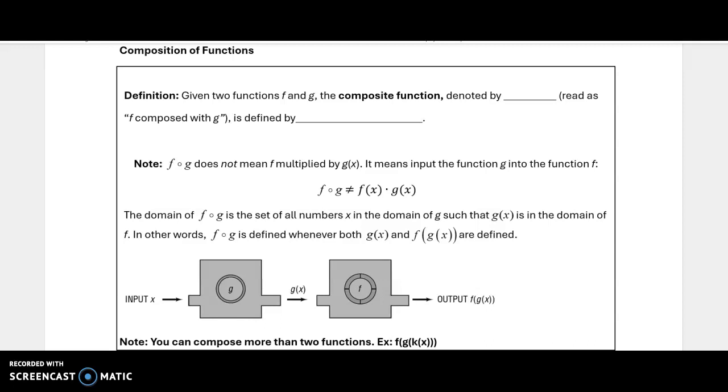Hello, in this video we're going to explore the composition of functions. Please use your guided notes to follow along. Let's start with the definition.